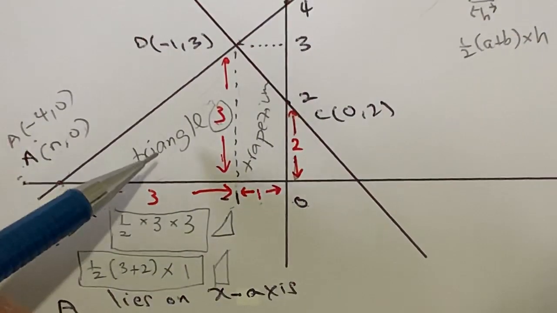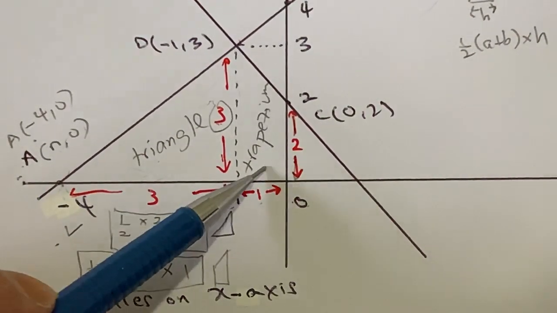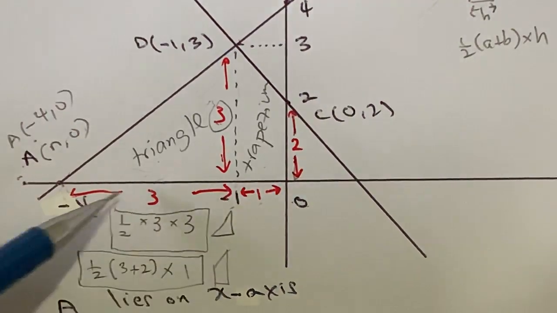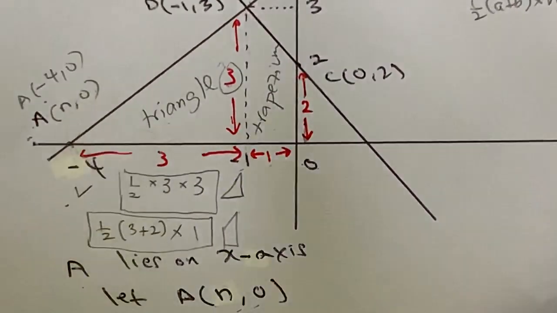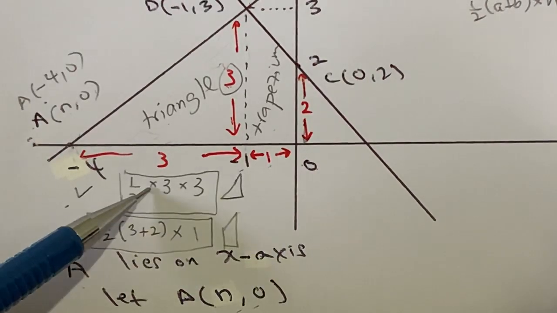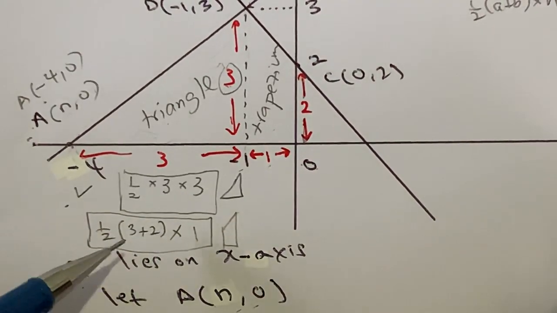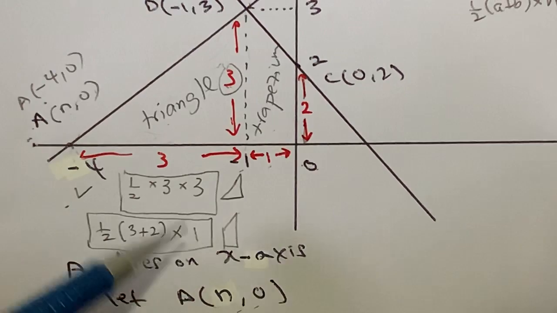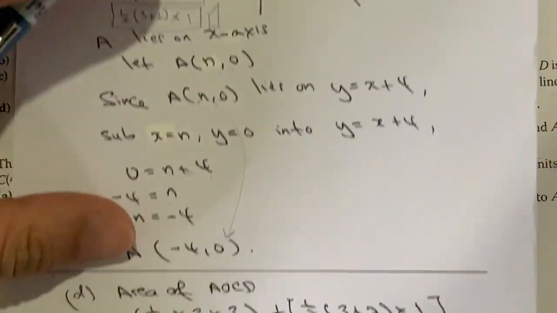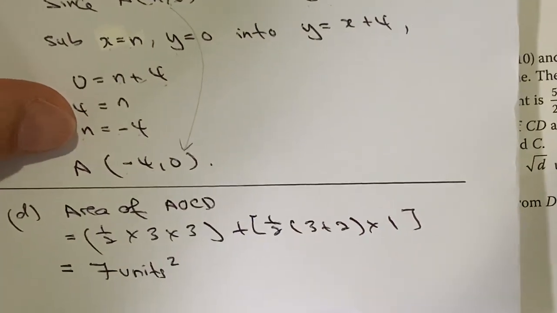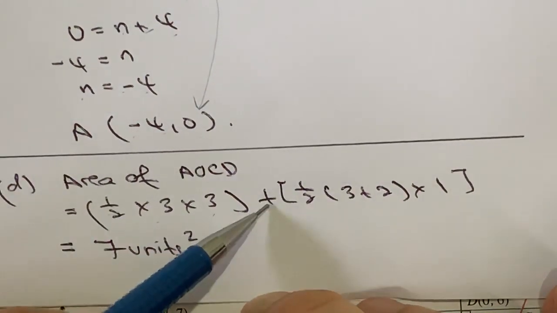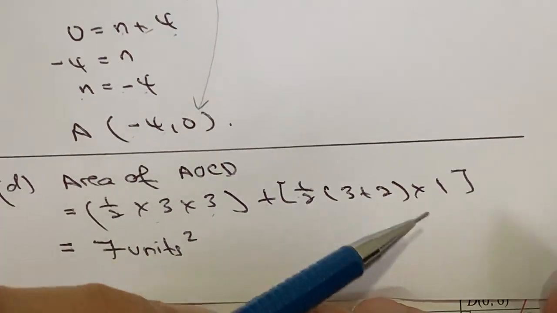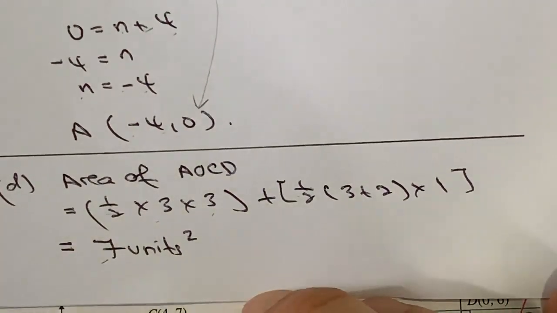By adding the area of the triangle and the area of the trapezium, I will get the area of the quadrilateral, which is what the question wants. So the answer will be half times 3 times 3 plus half times 3 plus 2 times 1. So this is the final answer: half times 3 times 3 plus half times 3 plus 2 times 1, which is equal to 7 units.